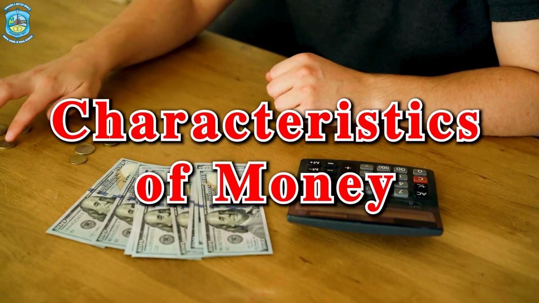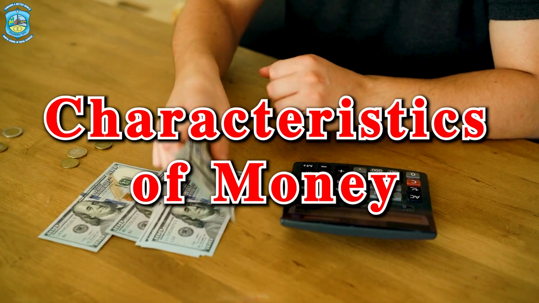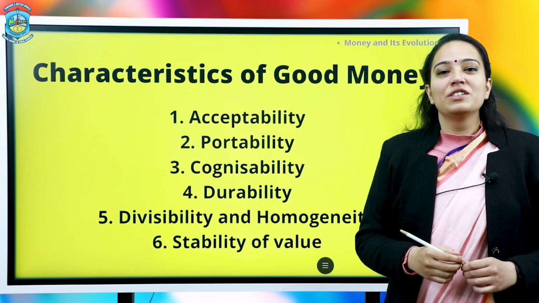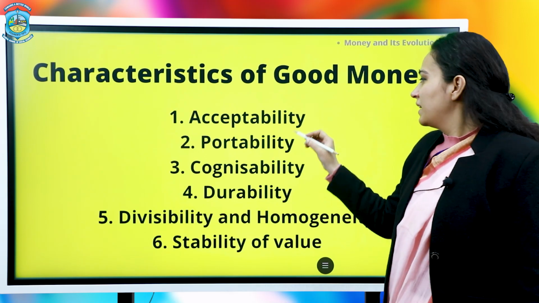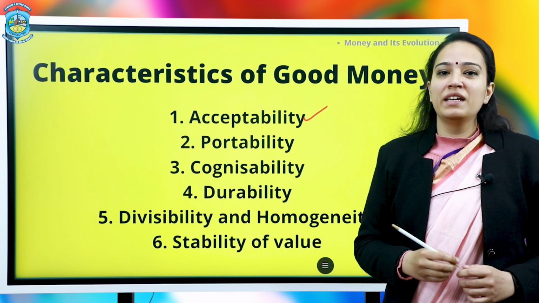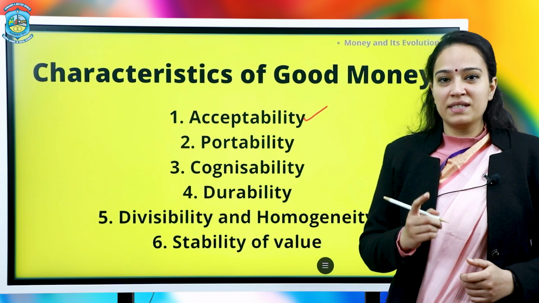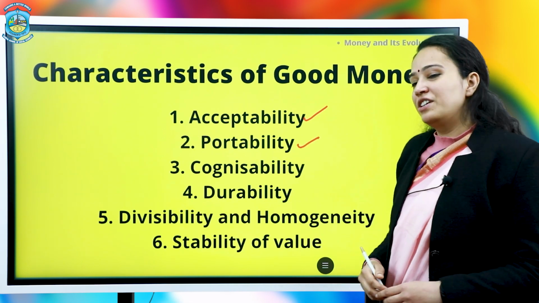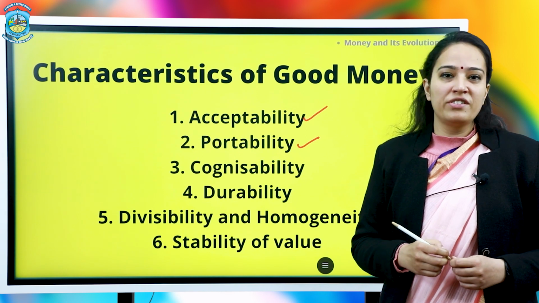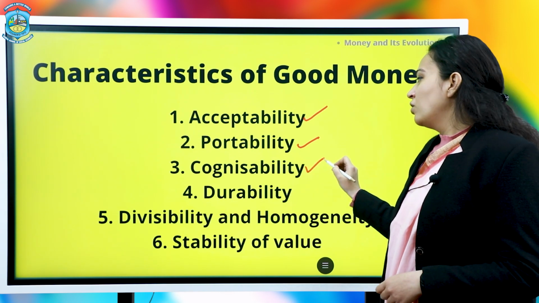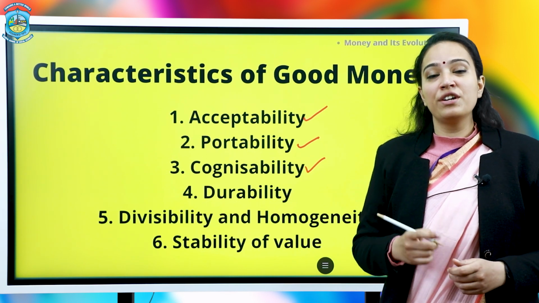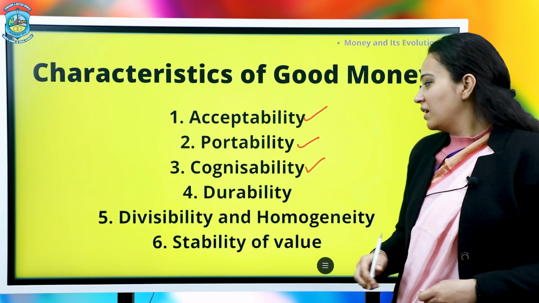So out of all these types of money, which one is the ideal one? Here are a few characteristics of good money. The first characteristic is acceptability. People should be ready to accept money to carry out any transaction. Secondly, portability. I should be able to take money wherever I want in order to carry out transactions. Thirdly, cognizability. It should be easily identified and recognized in order to carry out any transaction.